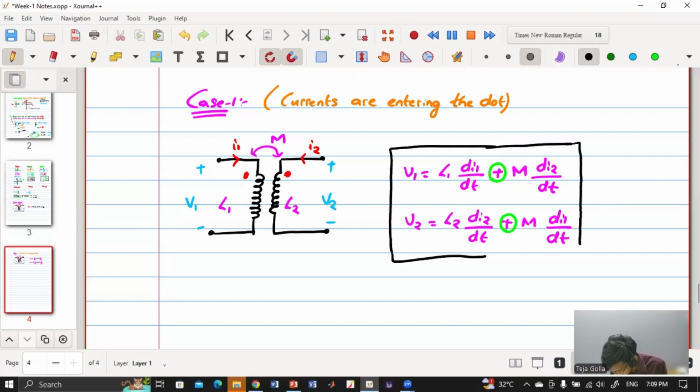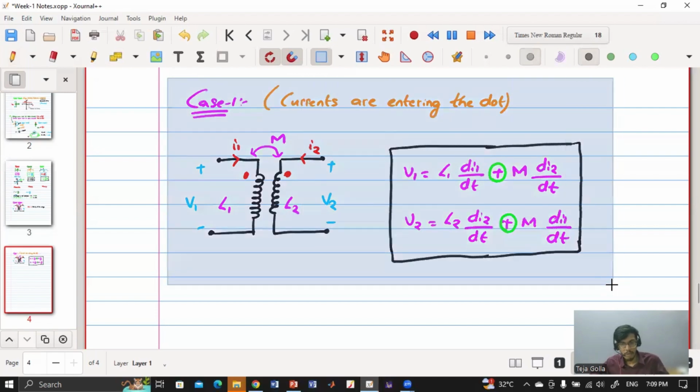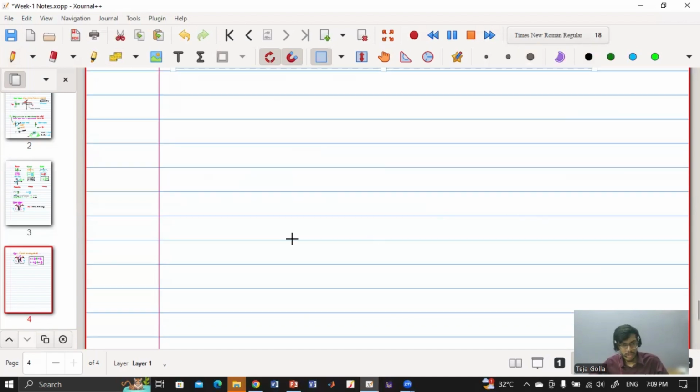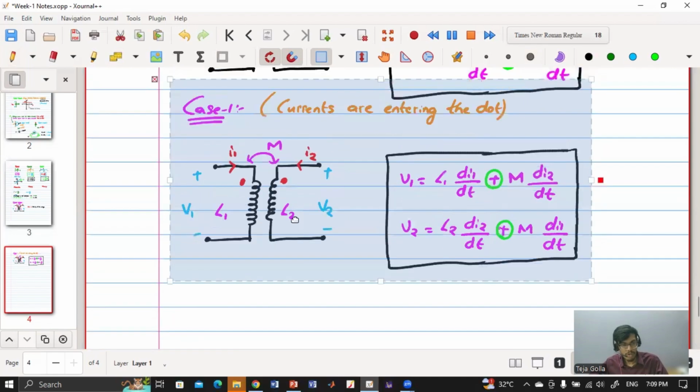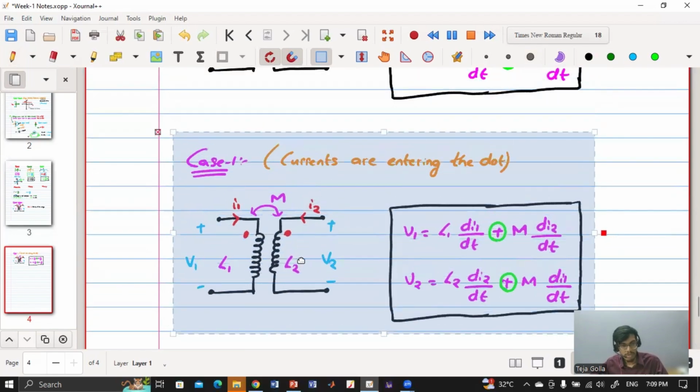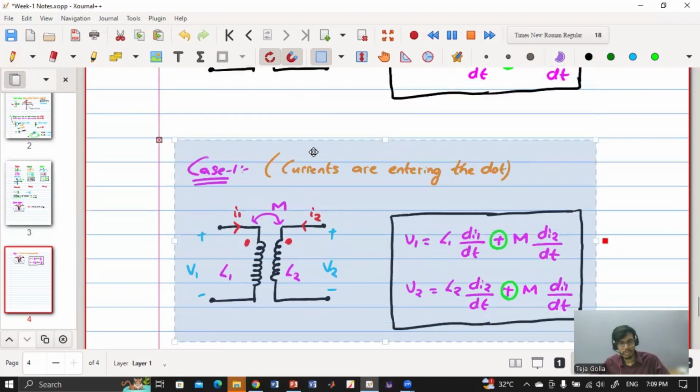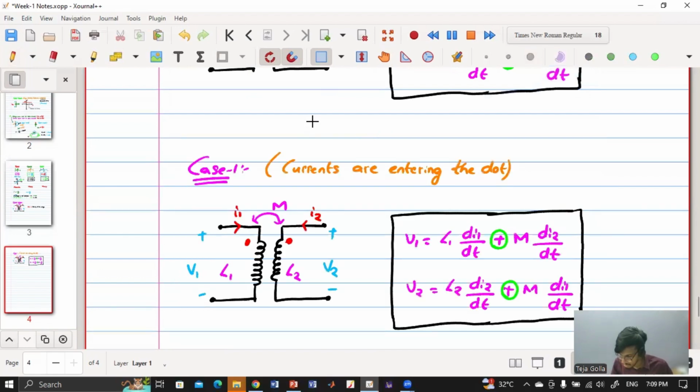Okay. So now what is case 2? I'll just copy paste to save some time, and then I'll modify, and then I'll highlight what the differences are so that you can understand. Okay. So this is case 2. So in case 2, what is happening? One current is entering the dot, one current is leaving the dot.